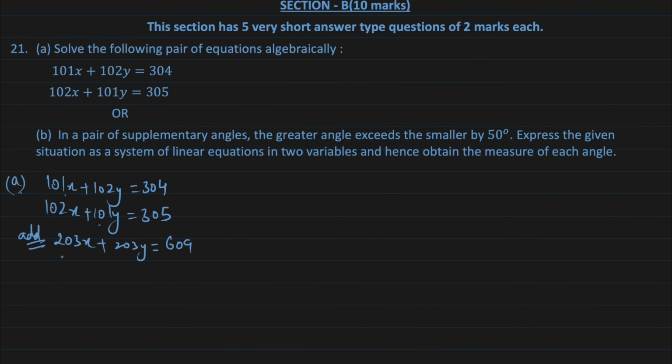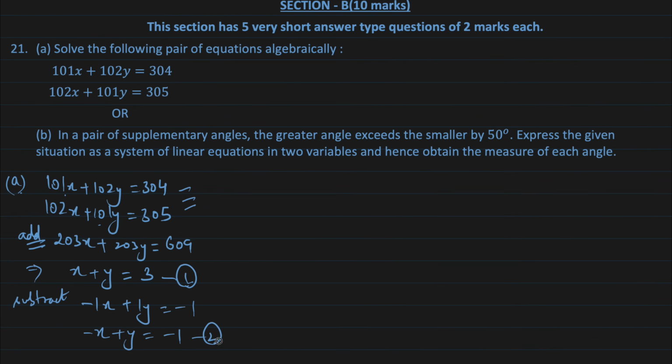Now divide both the sides by 203. So you will get what? x plus y is, if you multiply 203 by 3, you get this, right? This is your equation number 1. Now subtract the two given equations. When you subtract those two equations, minus 1x plus 1y, you get minus 1, yeah? So basically minus x plus y is minus 1, that's the second equation, right?